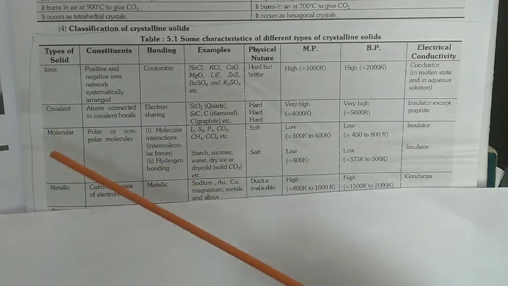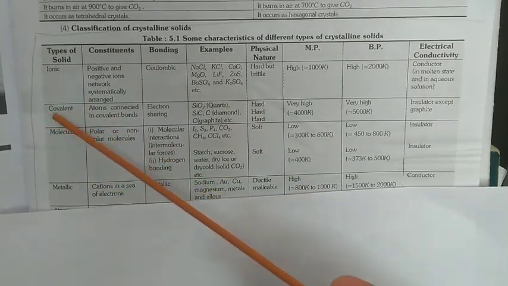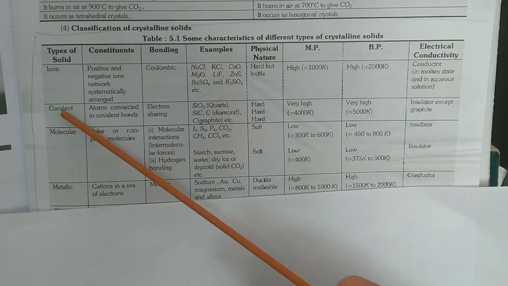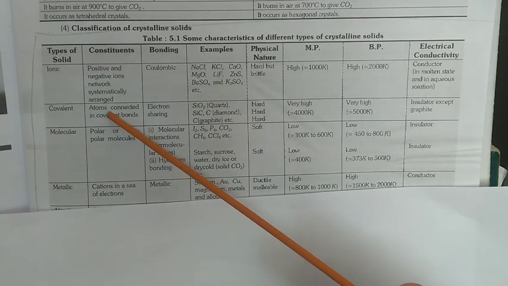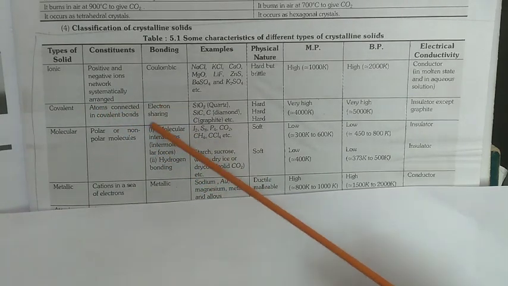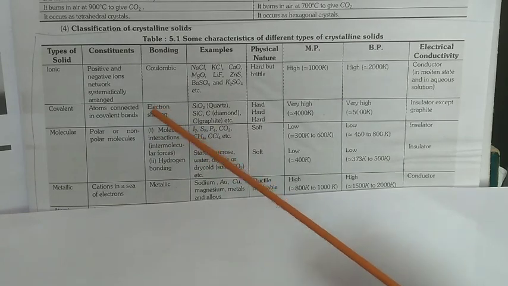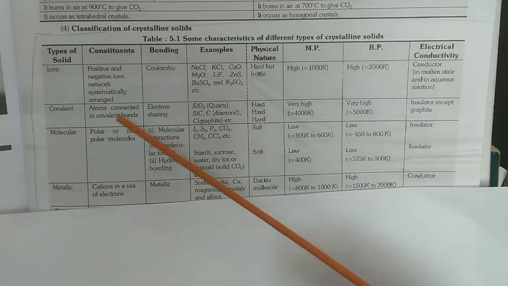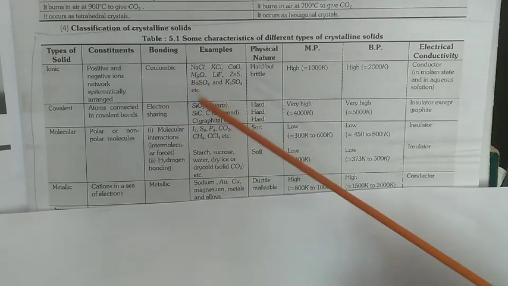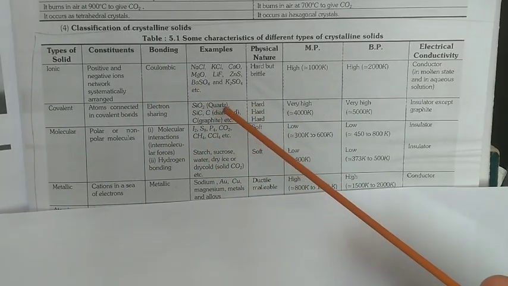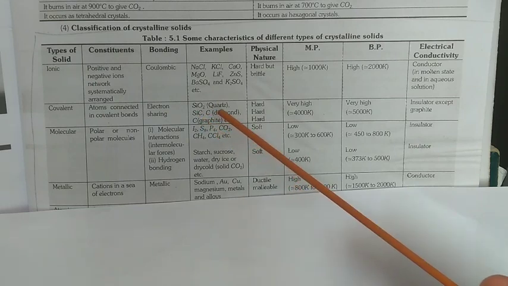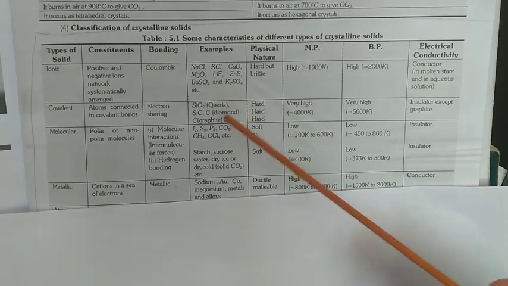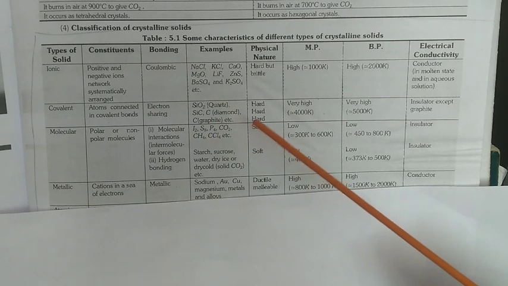Next, we shall move on to the next type of solid, that is the covalent solid. In covalent solids, the constituent particles are atoms and they are held together by covalent bonds. Generally, this bonding can be called electron sharing. Examples for covalent solids are silicon dioxide, that is quartz, silica, silicon carbide, diamond, and graphite.